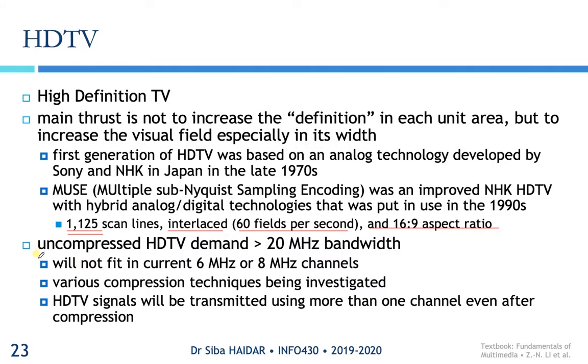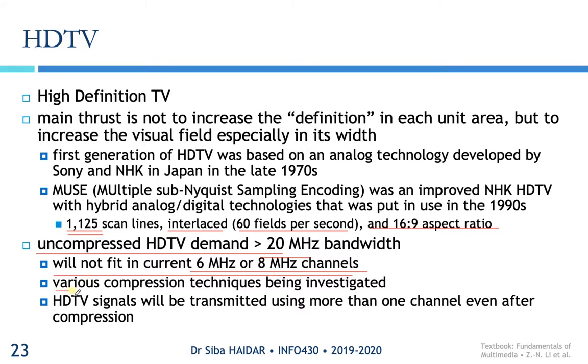The uncompressed HDTV demand was greater than 20 MHz bandwidth, and it will not fit in the current 6 MHz or 8 MHz channels defined in the NTSC standard and in the PAL standard. So they began thinking, how will we make the 20 MHz fit inside the 6 MHz or the 8 MHz? We have to compress the data. We cannot send the data as it is. Even with chroma subsampling, the data will not fit inside the 6 MHz channels.